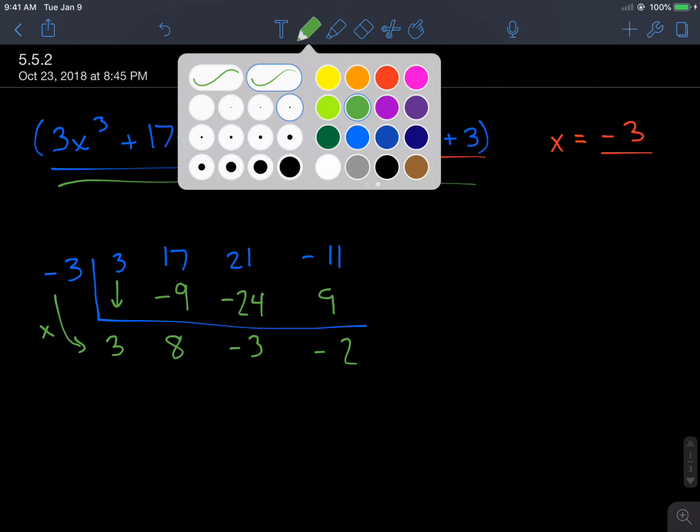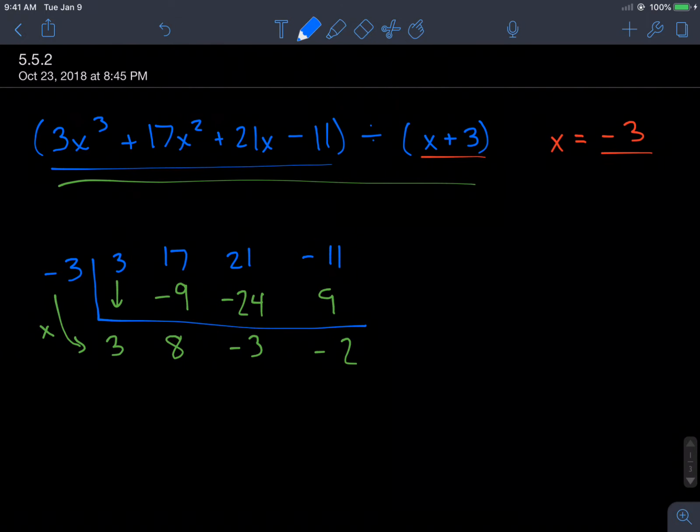So to fill out what this divides to, our leading term was 3x cubed. Dividing by an x, we know it drops a power. So we're going to have 3x squared plus 8x minus 3, and then this was our remainder. That's our remainder, so that still has to be divided. So a negative 2 still has to be divided by the x plus 3.